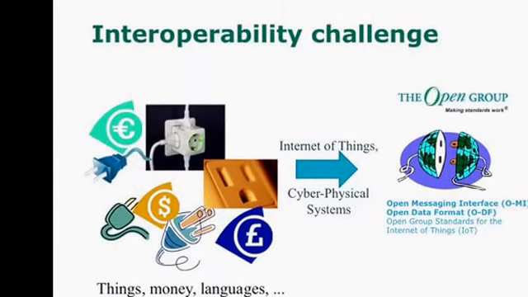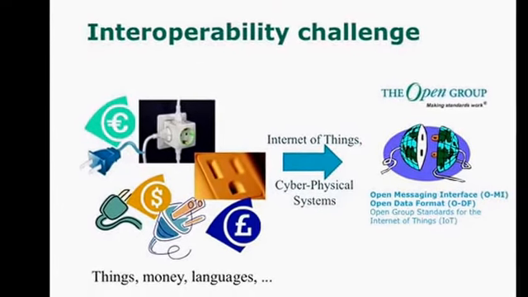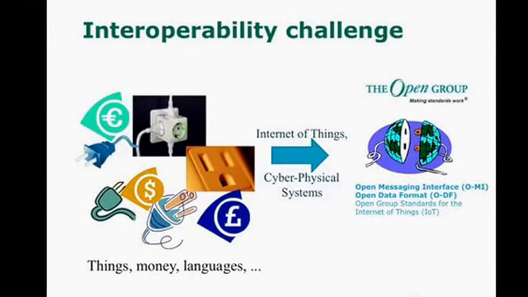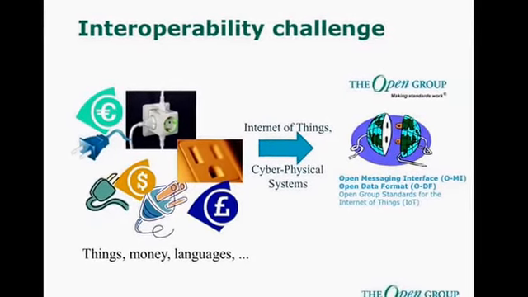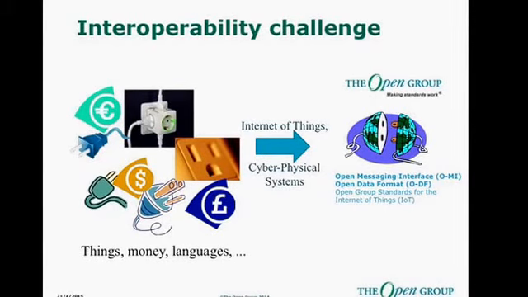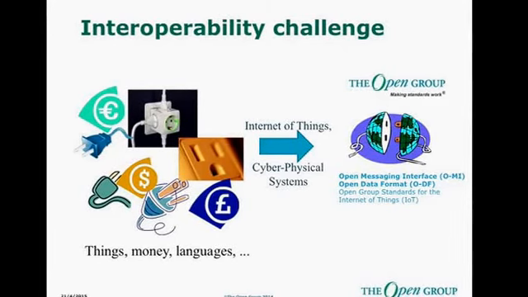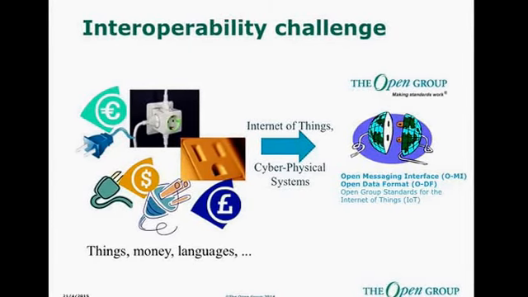So anyway, we all know about the challenges of interoperability, and when we start implementing, or when we really want to go for the Internet of Things, cyber physical systems and so on, it will be a nightmare if we don't come up with some generic standards such as OMI and ODF that can do the same thing for the Internet of Things as HTTP and HTML for the web.